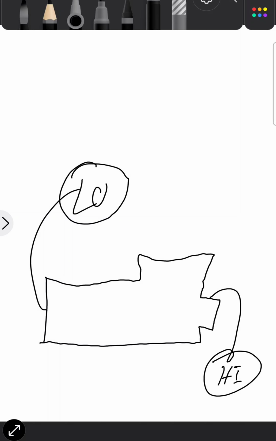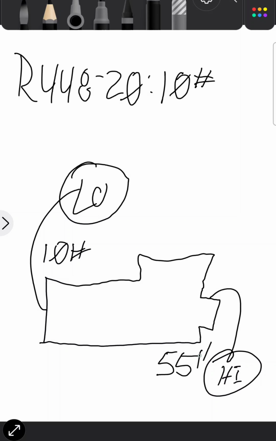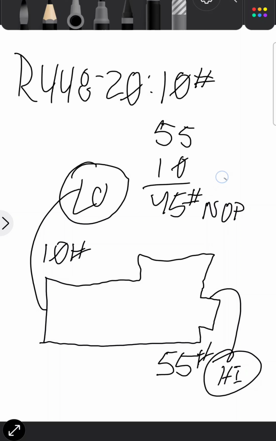All right, so let's say I have an R448 rack, because that's pretty common. And let's say it's my low temp rack running at minus 20 suction, right? That is going to be a 10-pound suction, right? So I should be measuring 10 pounds right there. Now, what I'm looking for on my oil pump is going to be about 55 pounds, right? Because let's just do basic math. 55 minus 10 is going to be 45, right? That's going to be my net oil pressure right there.